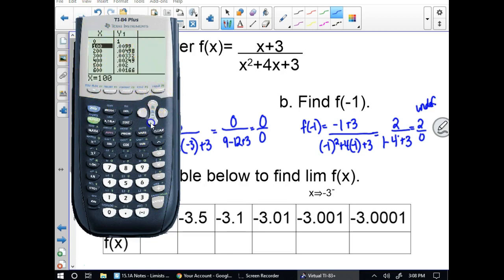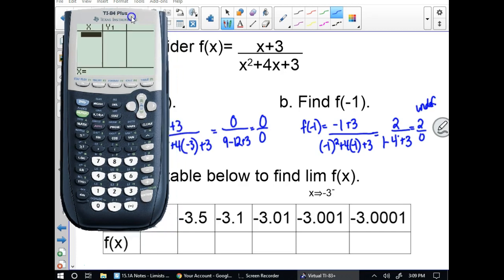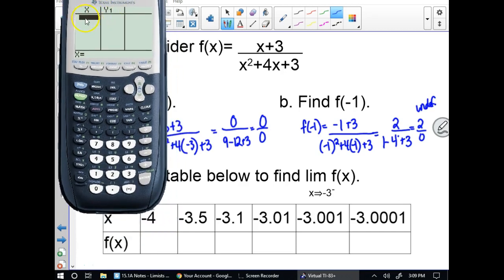And right now, my table's set to go up by 100. I really don't want this. So what I'm going to do is press second window here, and I'm going to go down here to where it says independent, and I'm going to change that to ask. And then I'm going to go back to the table. So when I do that, it looks like it broke the table. It looks like there's nothing in the table. However, what it does is it lets me ask for what the independent variable that I'm wanting is. So if you think on the number line, if you're trying to approach -3 from the left, you would start at numbers lower than -3.